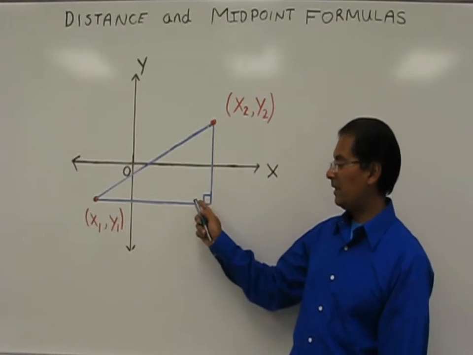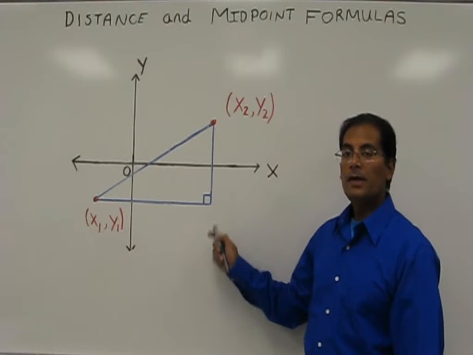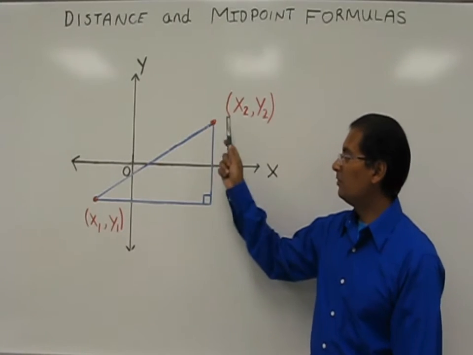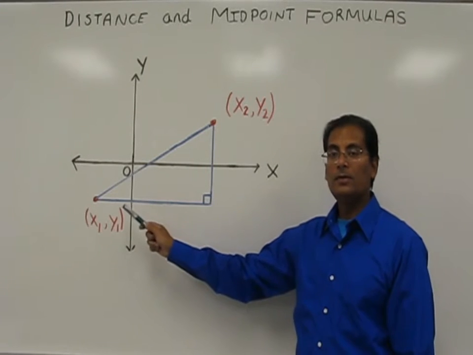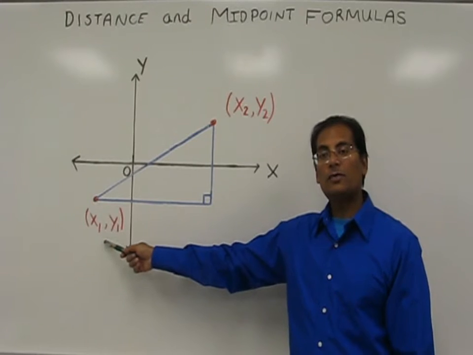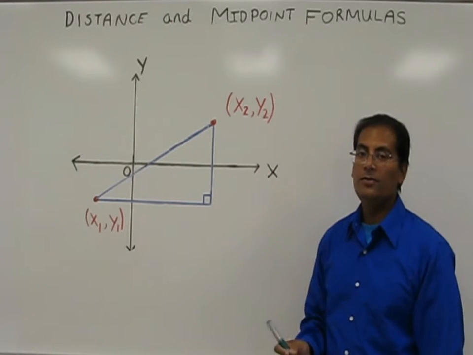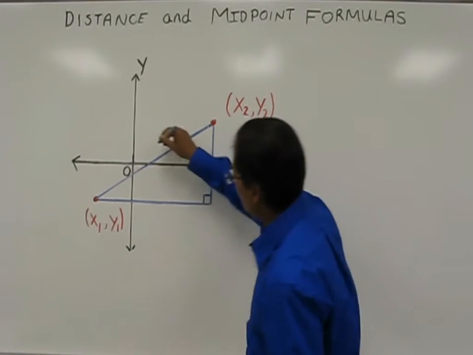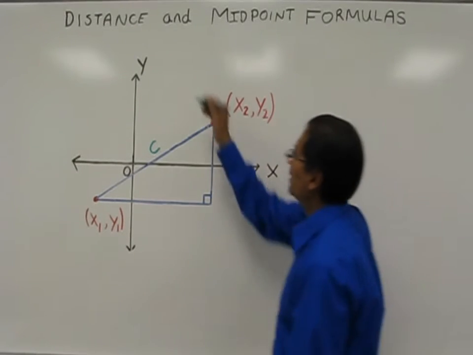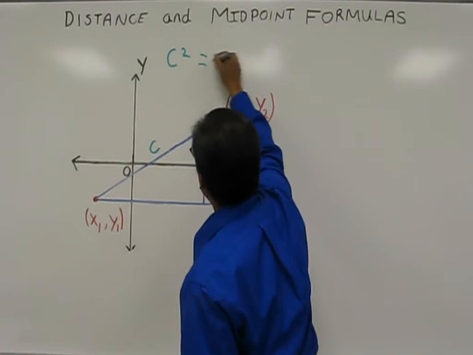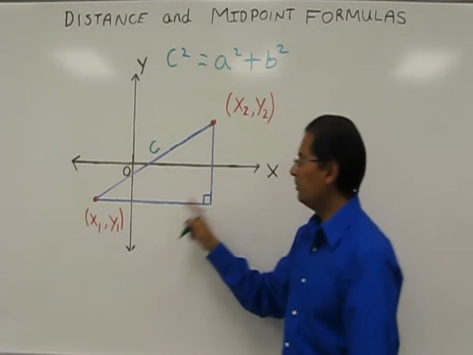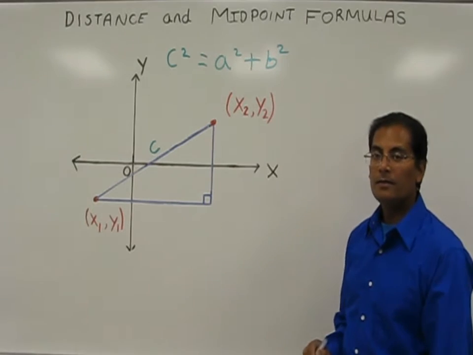Notice that this triangle is actually a right triangle. And we know properties of right triangle that relate the hypotenuse, which is the distance we're looking for, to the rest of the sides. The hypotenuse is actually the distance between x1, y1 and x2, y2. So let's call that distance c. The Pythagorean theorem tells us that c squared is equal to a squared plus b squared, where a and b are the other two sides of the triangle.